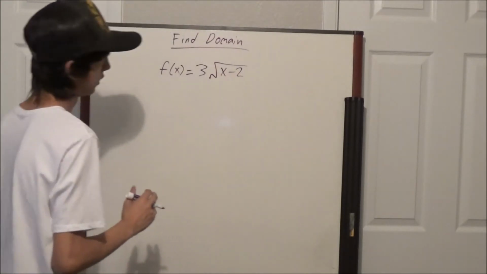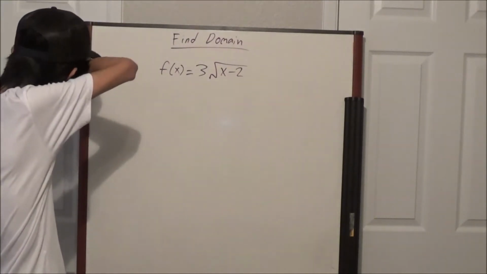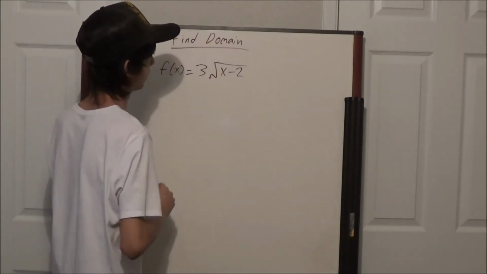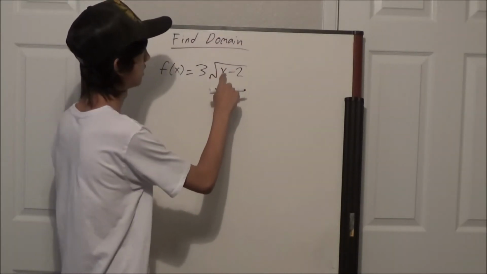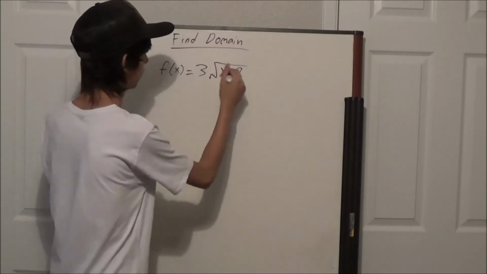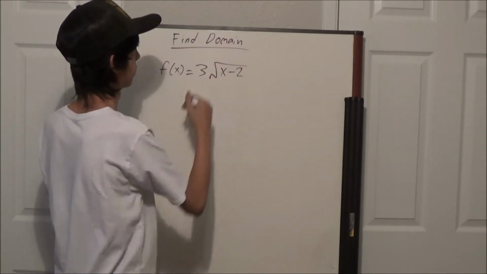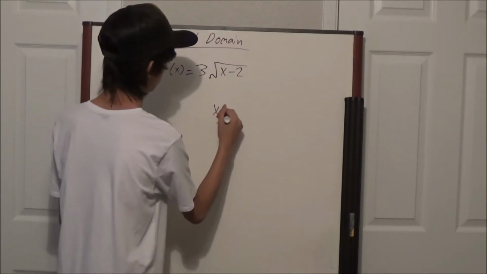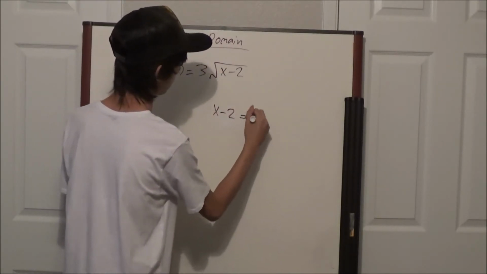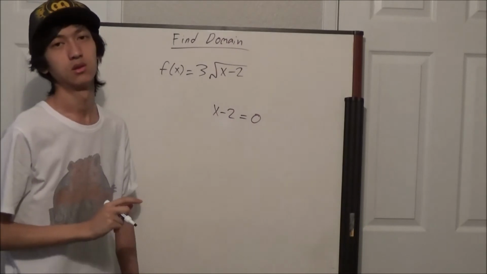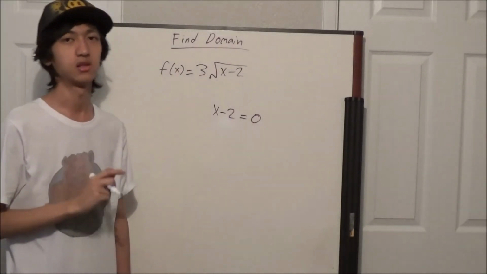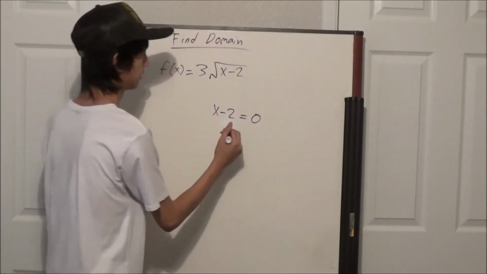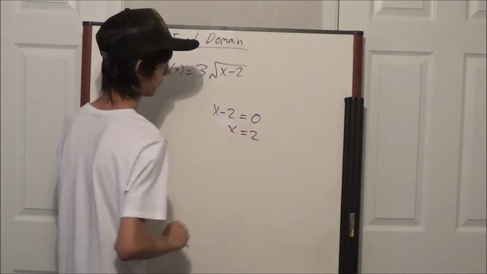So, to find the domain of this function, because this is inside of the square root, we're going to only focus on the inside of the square root. What's inside of the square root? X minus 2. Okay? We're going to set that to 0. So x minus 2 is 0. What does x have to equal to make it 0? X is equal to 2. Okay?